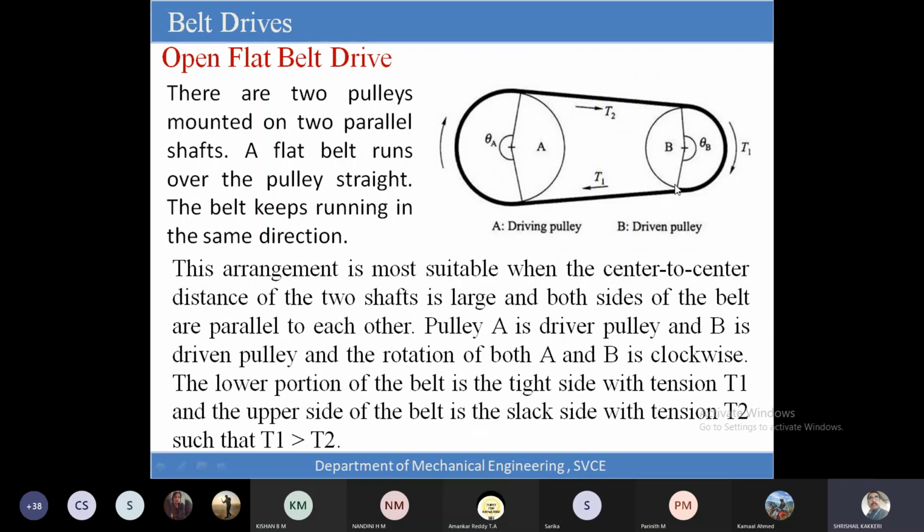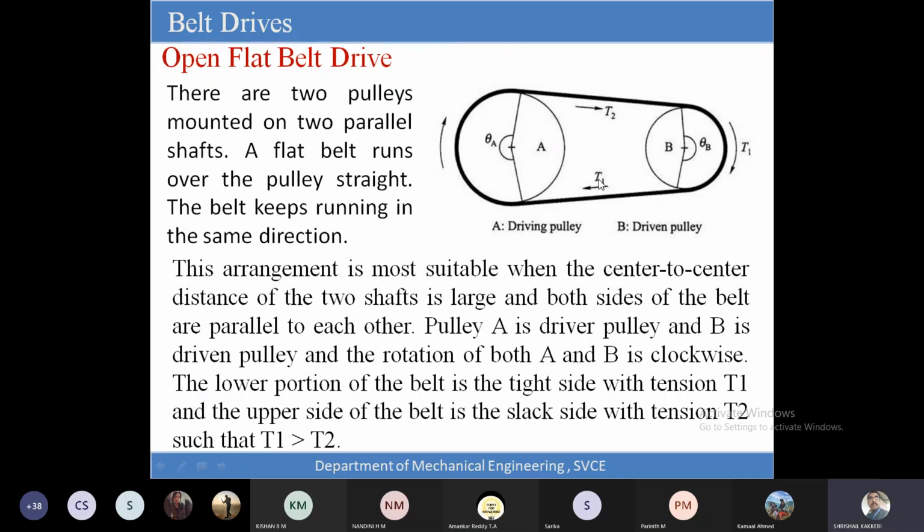You can look here. Let us say this is the driving pulley and this is the driven pulley. The driving pulley is rotating in this direction. That means the belt will be giving enough support and take the support and rotate on this. So definitely this particular side will become a tight side and this side will become a slack side.